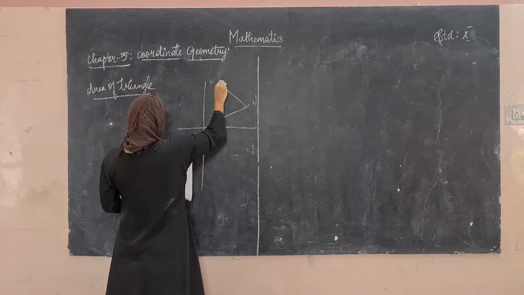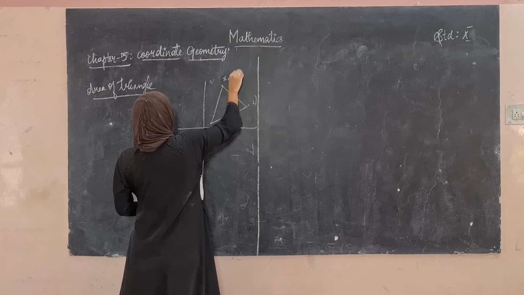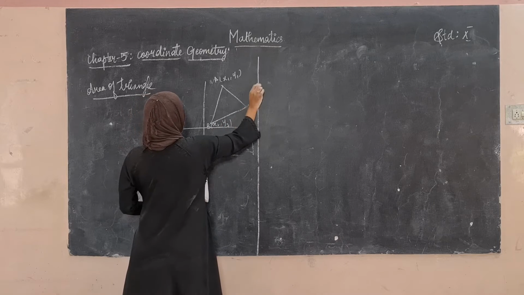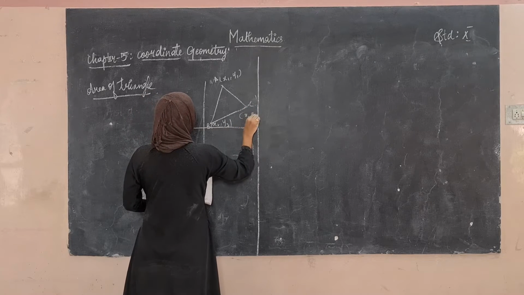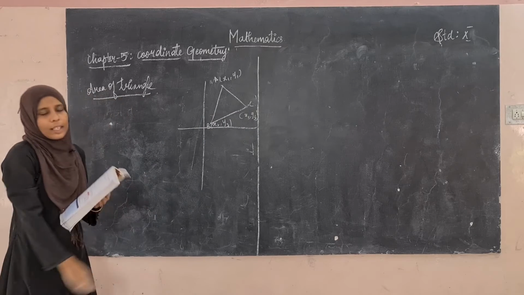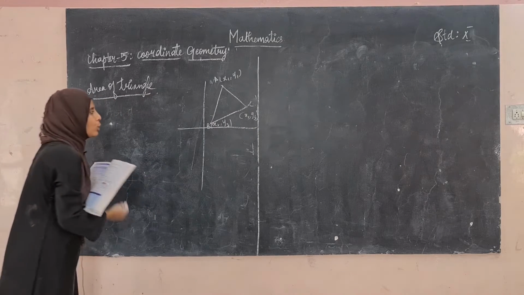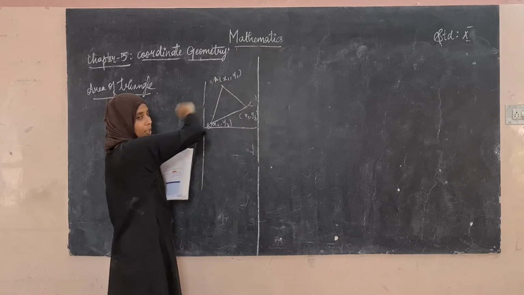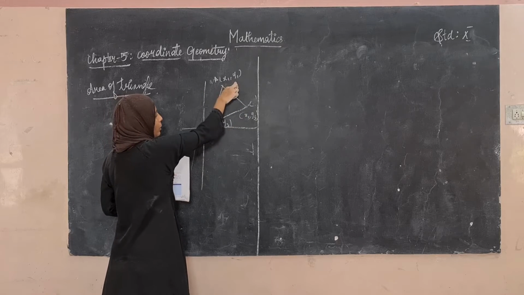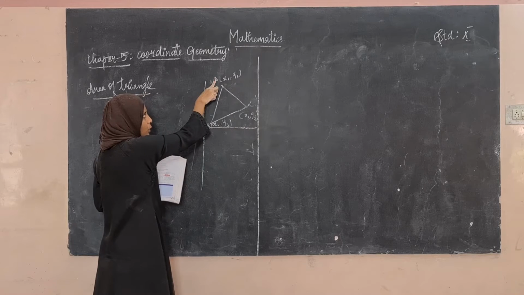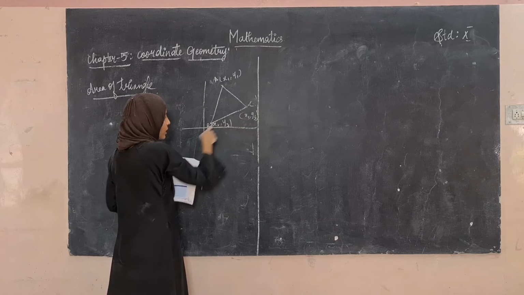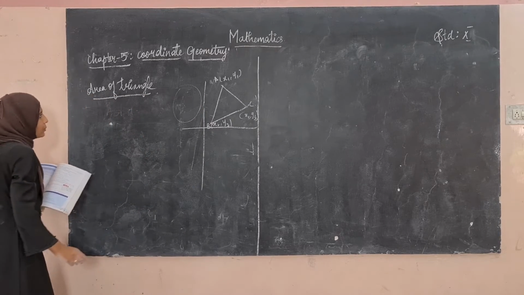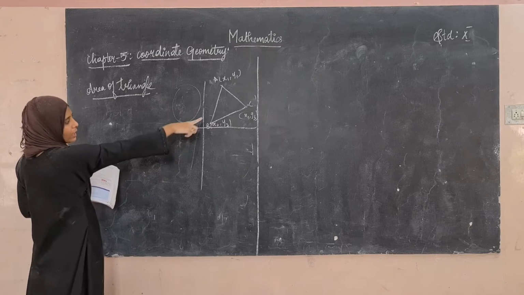If this is a triangle, this point is A, x1 comma y1, this is B, x2 comma y2, and this is C, x3 comma y3. How can you find the area of the triangle? For that you first have to mark the points in the graph. You have to take them in anti-clockwise direction: x1 y1, x2 y2 and x3 y3. You should not take them in any other order, because you should take the points in anti-clockwise direction. So here we took x1 y1, x2 y2 and x3 y3.